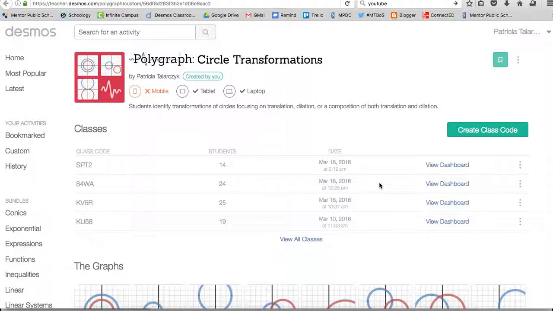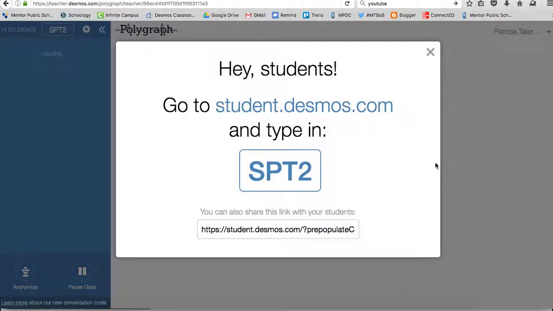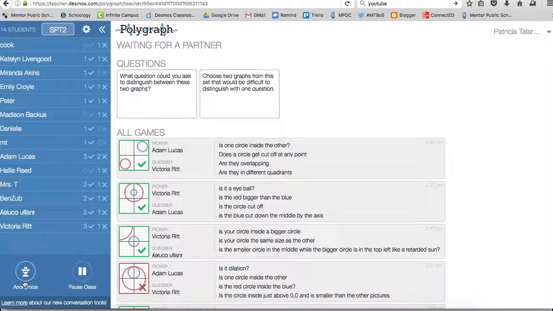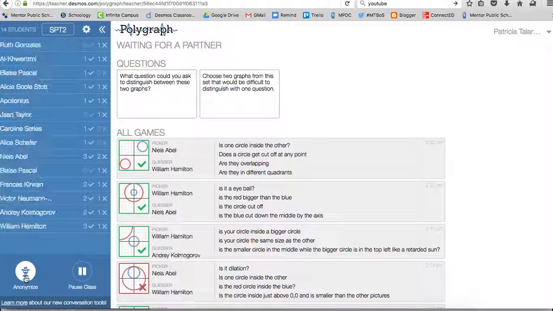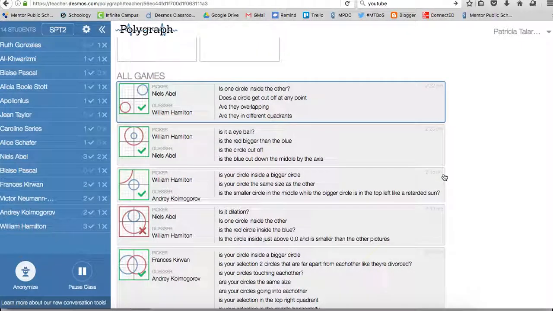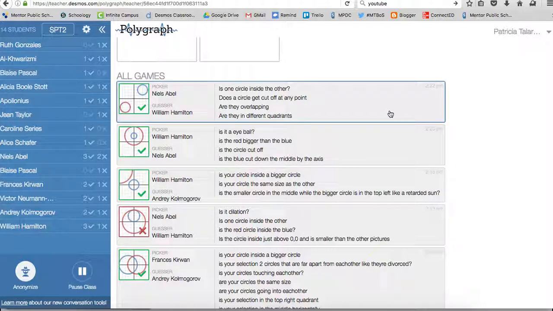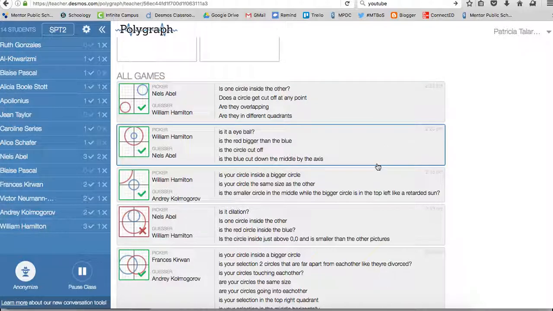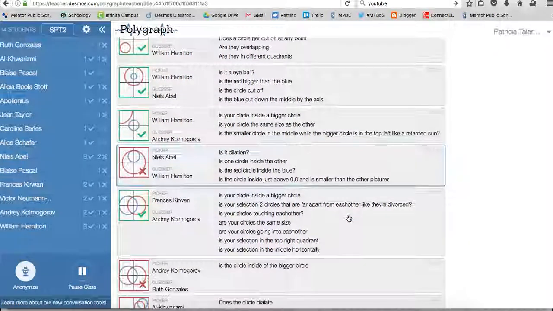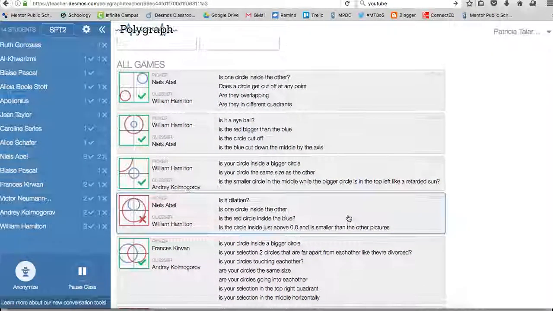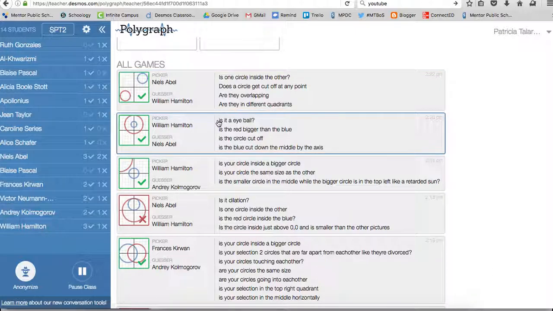And when you play the game, what I was talking about with having good words and bad words is that when you look at a class session, you can look at this live during the class period, and as you can see here, you can look at it after the fact for grading purposes. For example, this student pair said, "Is it an eyeball?" which is probably something that would not be on the good word list.